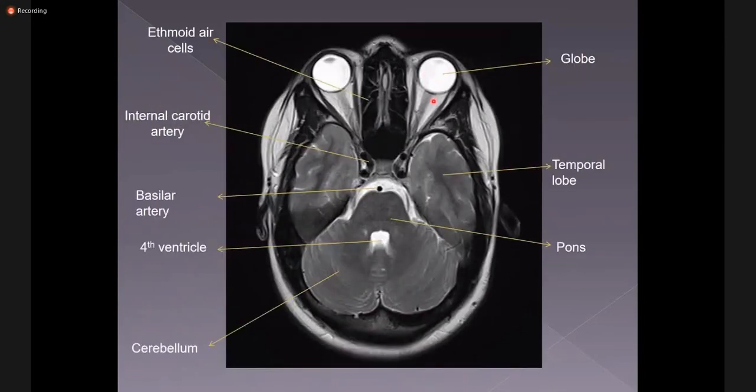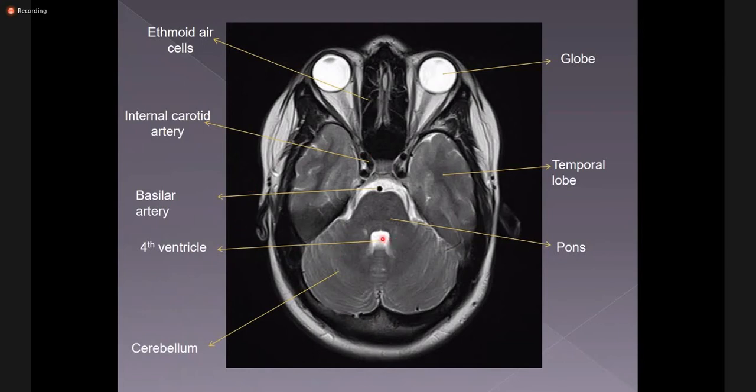This is the globe, and this is the optic nerve. And these are the external oblique muscles. These are the recti muscles, ethmoid air cells, temporal lobe, and this is the cavernous sinus in which there is a carotid artery. This is the internal carotid artery. In a plain MRI, the vessels always appear black because of the physics behind it.